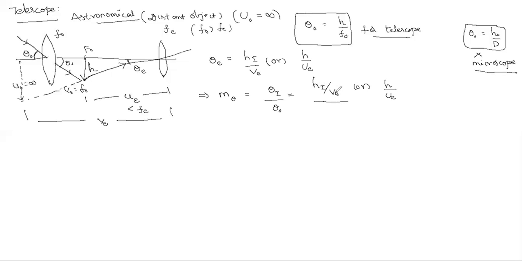So that's what I am writing: h by ve divided by h by f naught. Here also I could write h by ue. Both are correct, but I prefer this equation, because if I write this one, h gets cancelled. So magnification m theta equals f naught by ue. This is actually the magnification.